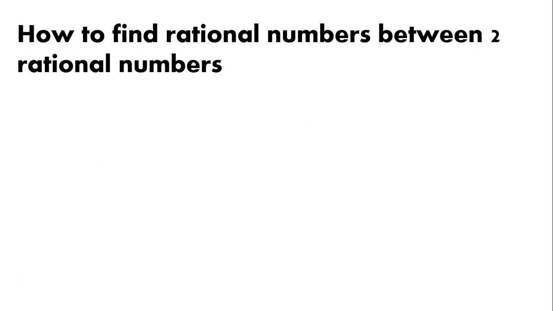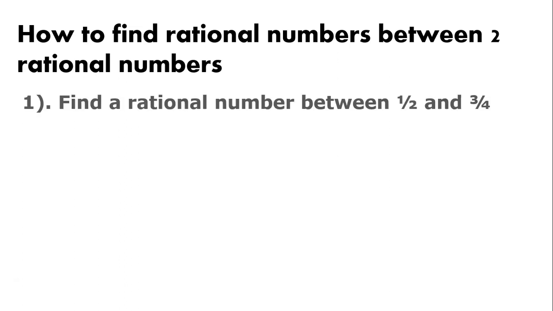So now let us find out how to find rational numbers between two rational numbers. So suppose you are given the following problem. Find a rational number between 1/2 and 3/4. So to tackle these sorts of problems, we have to use the given formula, (x plus y) by 2. Now we have to use this specific formula because it's a no-brainer.